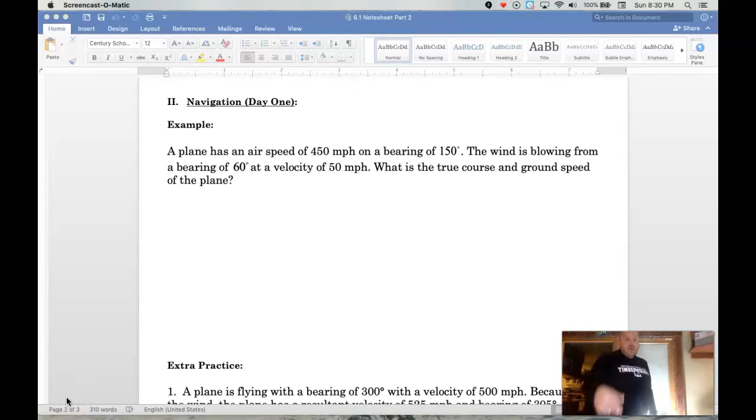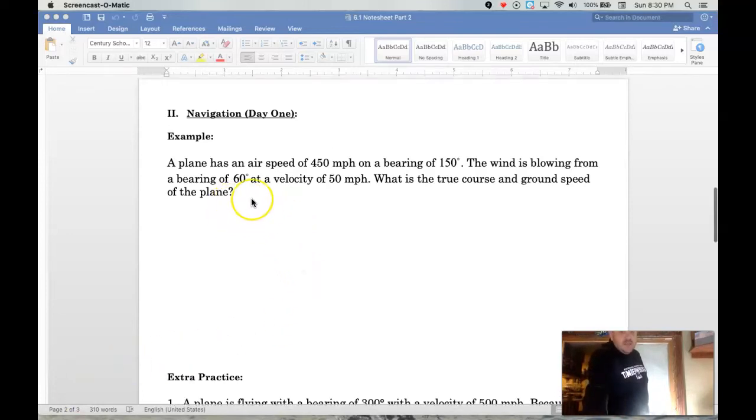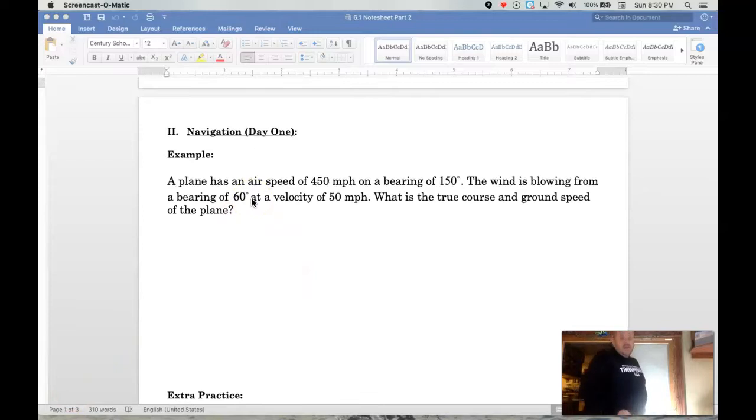So we're in our note sheet. This is the problem that I would like to do right now. A plane has an airspeed of 450 miles per hour on a bearing of 150 degrees. The wind is blowing from a bearing of 60 degrees at a velocity of 50 miles per hour. What is the true course and ground speed of the plane?